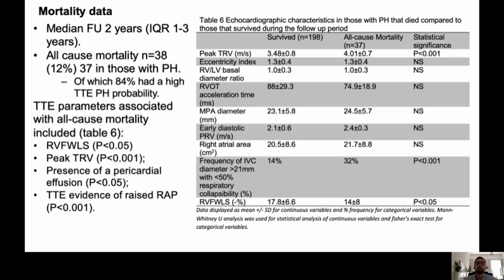There were 37 all-cause mortalities in those with pH during a median follow-up period of 2 years, interquartile range 1 to 3 years. RV free-wall longitudinal strain was significantly lower in those with pH that died. Other TT parameters associated with all-cause mortality included higher peak TR velocities, presence of a pericardial effusion, and TT evidence of raised right atrial pressure.